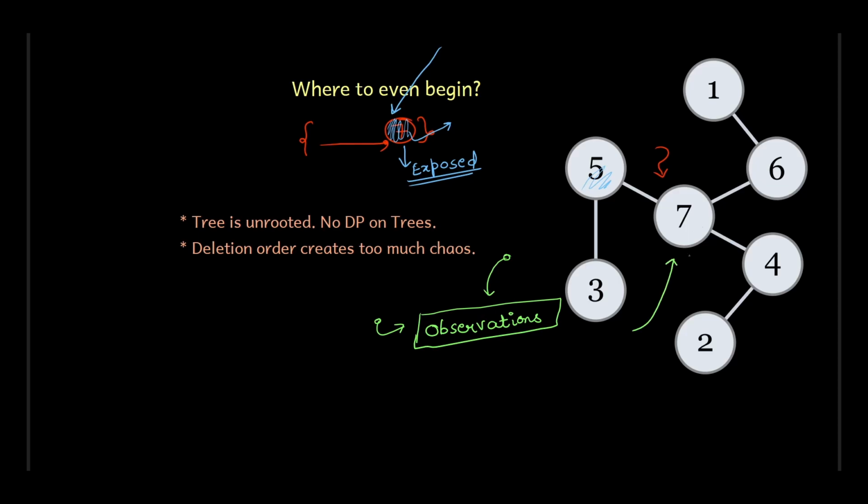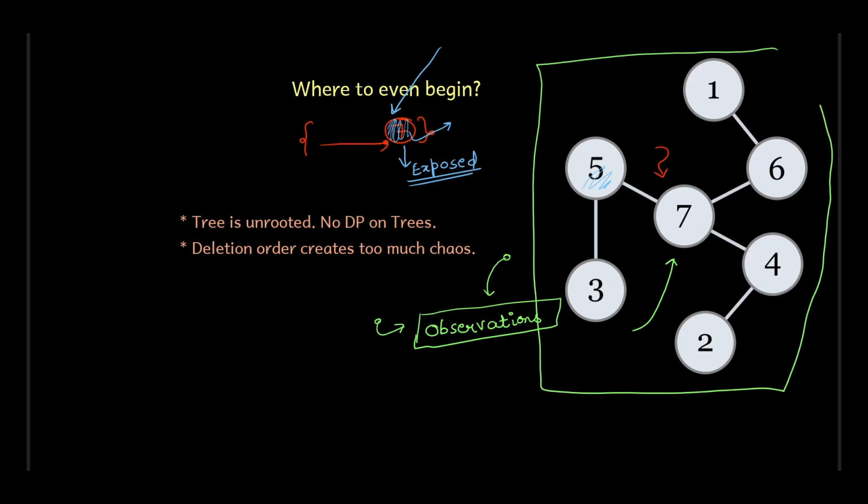Because right now this is an unrooted tree, but if we try to root it at node 7, maybe it will unlock some additional info about it, because we know that node 7 will be the last to enter the green zone. So this is one observation that we could make.